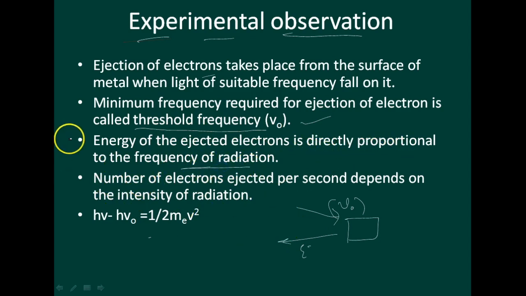Next, the energy of the ejected electron is proportional to the frequency of radiation. Okay, this is the third one. Energy is directly proportional to the frequency of radiation. The number of electrons ejected per second depends on the intensity of radiation. So hv minus hv0 is equal to 1/2 m_e v². Okay, so the number of electrons ejected per second depends on the intensity of radiation.